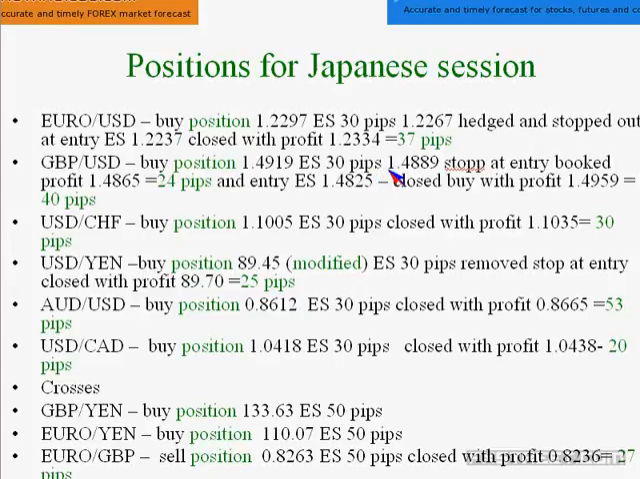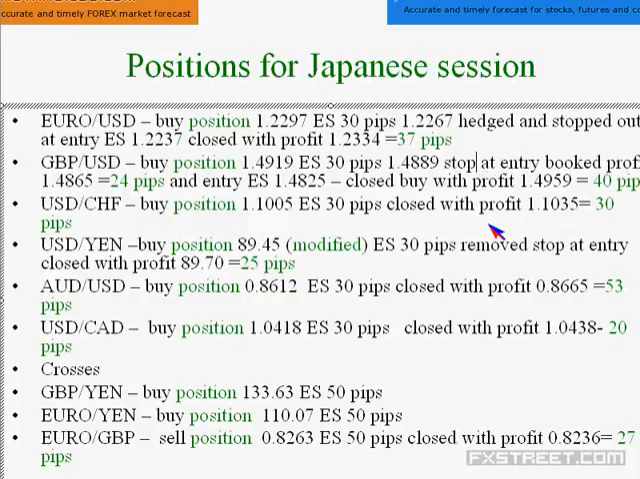So then I kept the 30 pips hedging order, and the hedging order got filled and I kept stop at entry, and subsequently the market dropped and it came down to the level of 1.4859 and that stop was trailing, and then it got closed around 1.4865 and I earned 24 pips on the sell side.